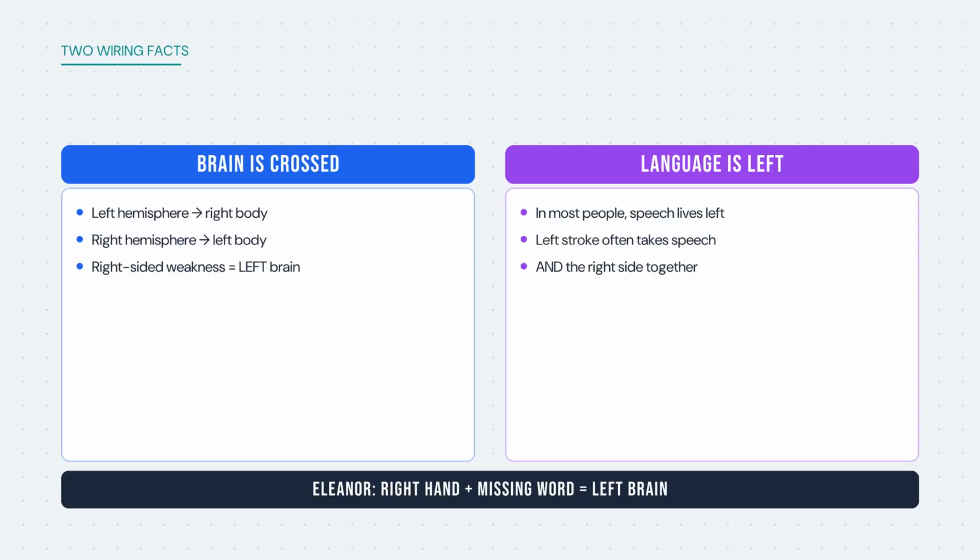2 wiring facts that answer a huge share of neuro questions. First, the brain is crossed. The left hemisphere controls the right side of the body and the right hemisphere controls the left. So right-sided weakness points to a left brain problem. Second, in most people, language lives in the left hemisphere, which means a left brain stroke often takes speech and the right side of the body together. Remember our patient. Right hand, and the missing word. Same side of the brain.